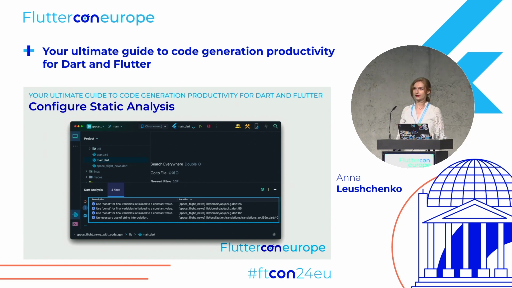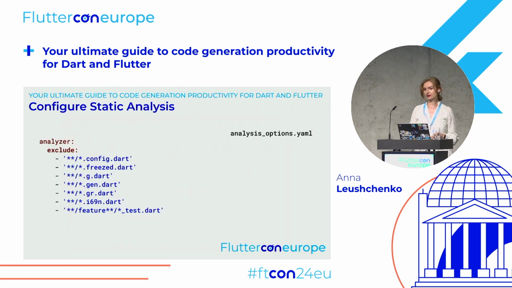And this causes clutter, and it makes it hard to notice real problems. So the easiest solution to this is to instruct the analyzer to ignore generated files. This is done again in the analysis options YAML file. Here I listed all the extensions generated by the packages I mentioned before. I have to admit that in rare cases, it may be useful to have these files analyzed, but for the majority of cases, it works just fine, and excluding generated files from analyzer also improves the analyzer performance, which is a frequent problem for large-scale projects.